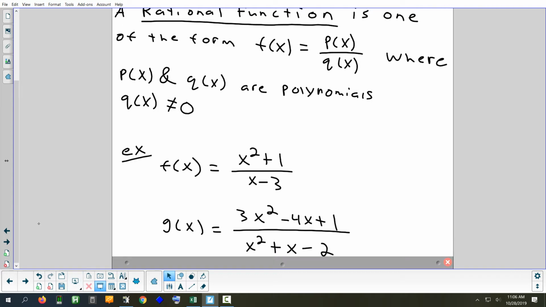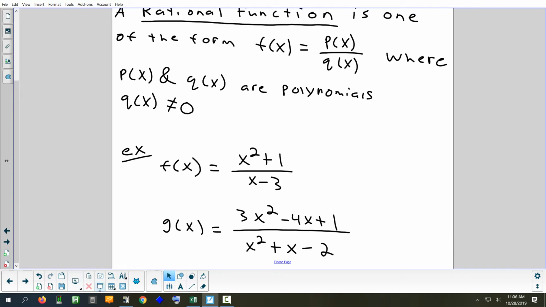And here's an example of another one, g(x): 3x squared minus 4x plus 1 divided by x squared plus x minus 2. Okay, we're going to learn to look for some patterns here, like certain things happen if the exponents are equal. Something can happen if the exponent in the top is bigger. A different thing can happen if the exponent in the bottom is bigger. And by exponent, I mean the biggest exponent.